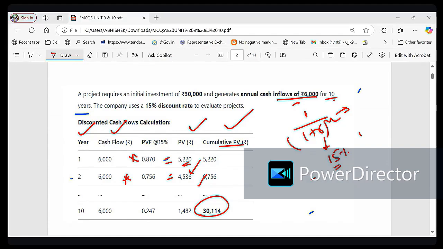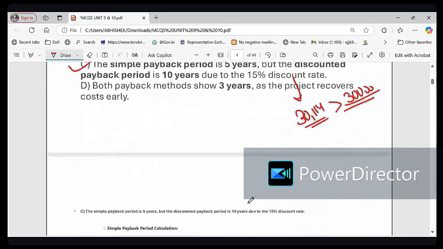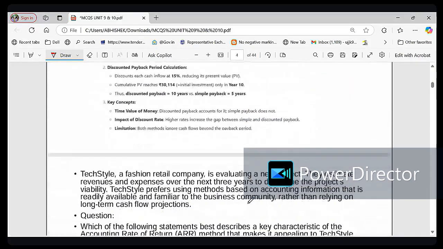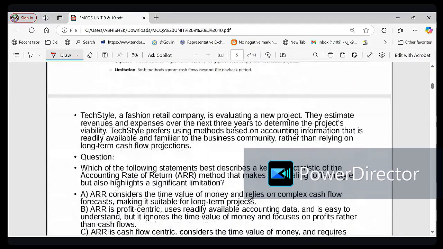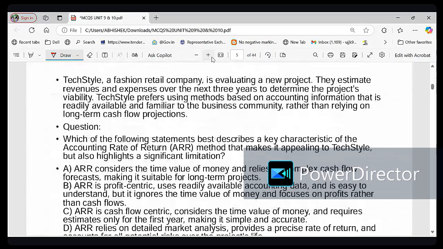Let's come back to the next question. So this is our next question. This is the explanation part. Yes, so this is the question. Let me zoom in a little bit so that the question is clearly visible to you.